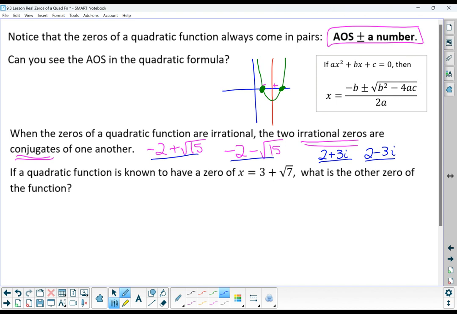So if you have a quadratic function and you know it has a zero of 3 plus root 7, what is the other zero of the function? Well, we know right away what it is. It's the conjugate of that. It's 3 minus root 7 because they always come in pairs, and we could write them in shorthand like this: 3 plus or minus root 7.